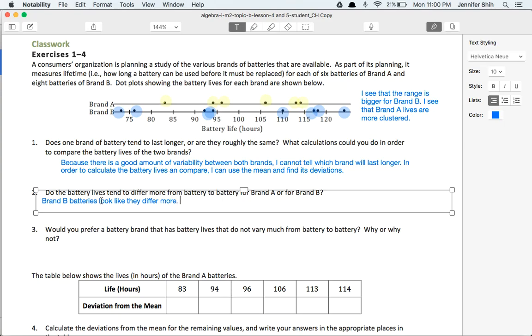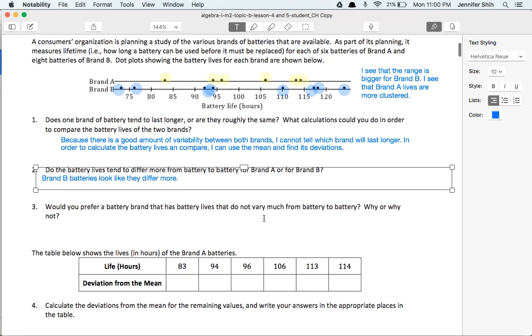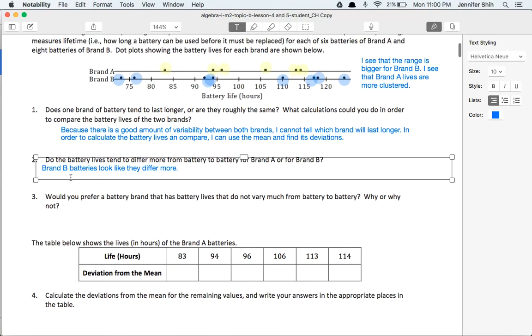This is how I'm answering my questions, and this is how you can answer it in the classroom. A lot of you like to answer the question right away. Brand B batteries look like they differ more. There's the answer to the question. However, that's not enough. You should provide at least 2 pieces of evidence or information that you can pull from the graph to support your answer. You can really answer anything as long as you have support. If you can't find the support, your answer is probably wrong. Okay, so here's one reason why.